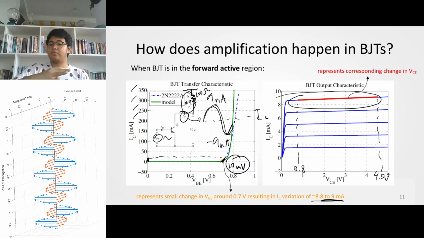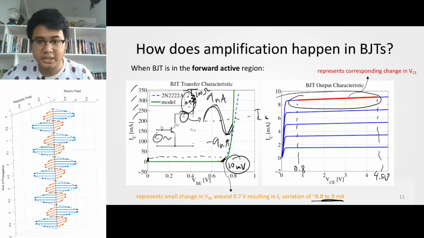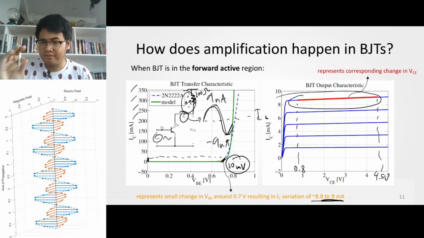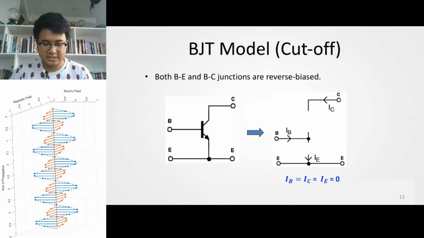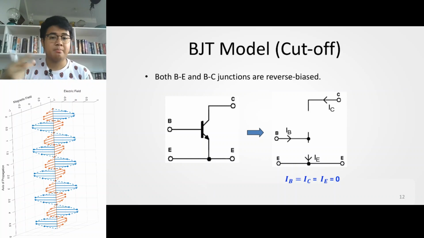So that amount of fluctuation can be noticed even by a very small fluctuation at the input of VB. And that's how amplification works for BJTs. Okay, so now let's move on to how we model the BJT in circuits.